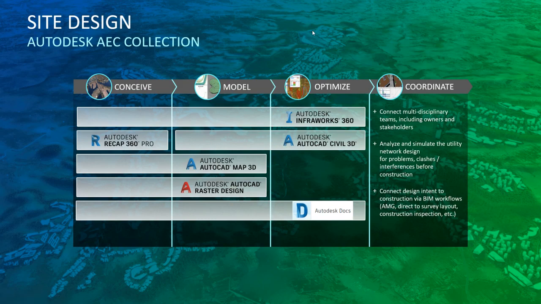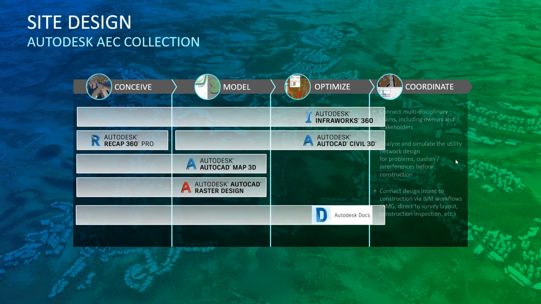Once the project is complete or design is complete, we get into construction. We start having to coordinate with a lot of different hands in the pot. So we're able to connect multidisciplinary teams, including the owners and stakeholders who just want to see what's going on. We're able to analyze and simulate the utility network designs. We can look for problems, clashes, interferences before construction when it's a little less expensive, right? You don't want to have to start digging and then hit something that shouldn't be there. So we can do that with Navisworks, and we'll see how the products kind of tie in on this phase here.